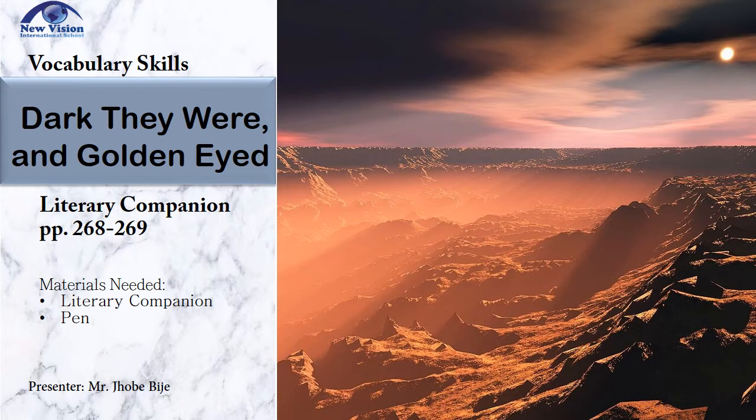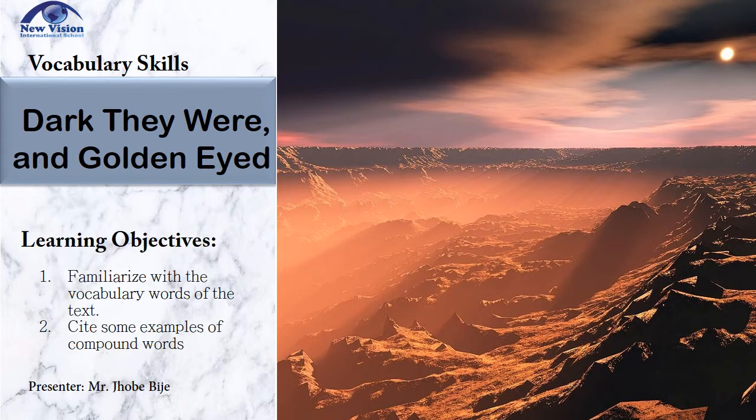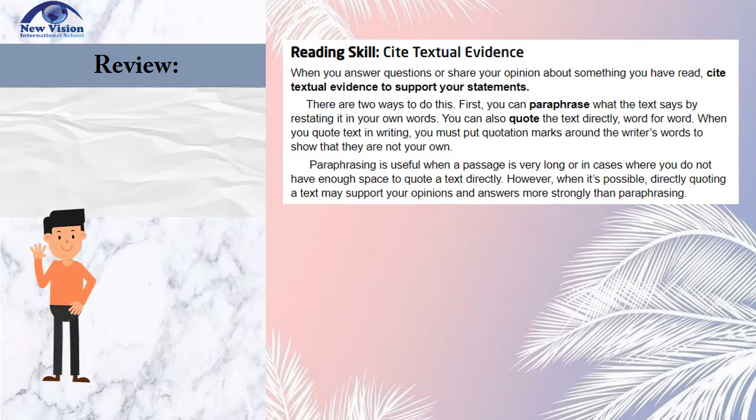Our video for today is about vocabulary skills of "Dark They Were, and Golden-Eyed." Please turn your literary companion to pages 268 to 269 and make sure your literary companion book and your pen are ready. The learning objectives for today's lesson are: first, familiarize with the vocabulary words of the text, and second, cite some examples of compound words. Let's have a quick review of yesterday's lesson.